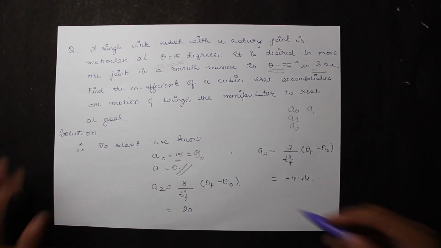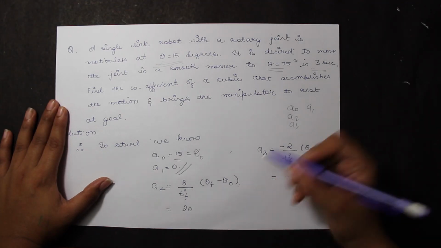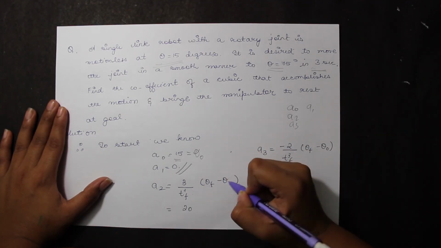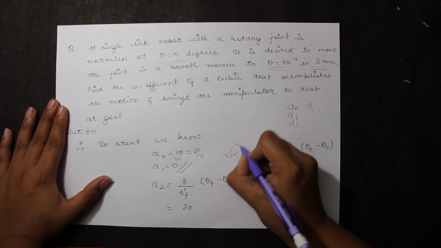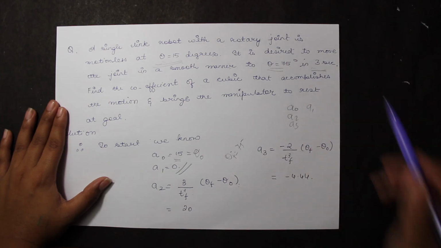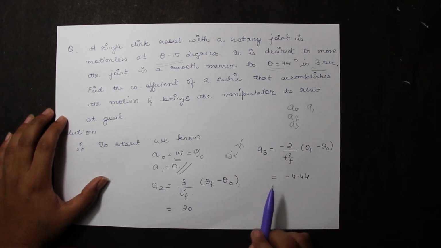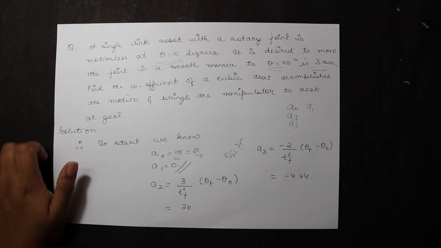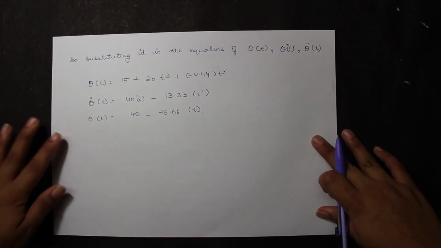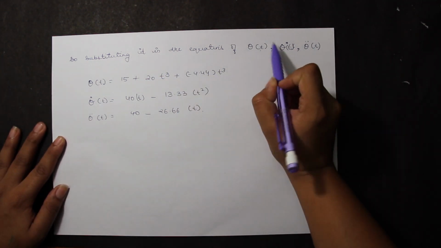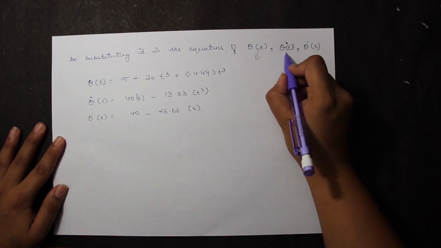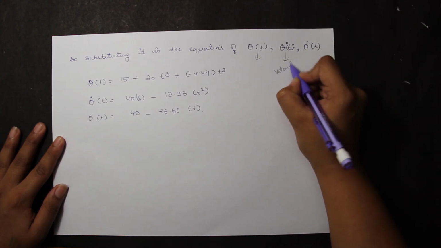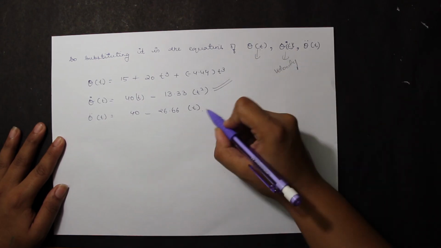To find out the values of a2 and a3, we find out the value of tf, theta f and theta naught. We know that theta f is 75, theta naught is 15, tf is 3 seconds. So we put up the values and we get both the answers. So to substitute in the equation, we find out this equation, that is theta t, simply putting up the values of a0, a1, a2 and a3. Differentiating it, we come up to something like this, and further differentiating it, we come up to something like this.